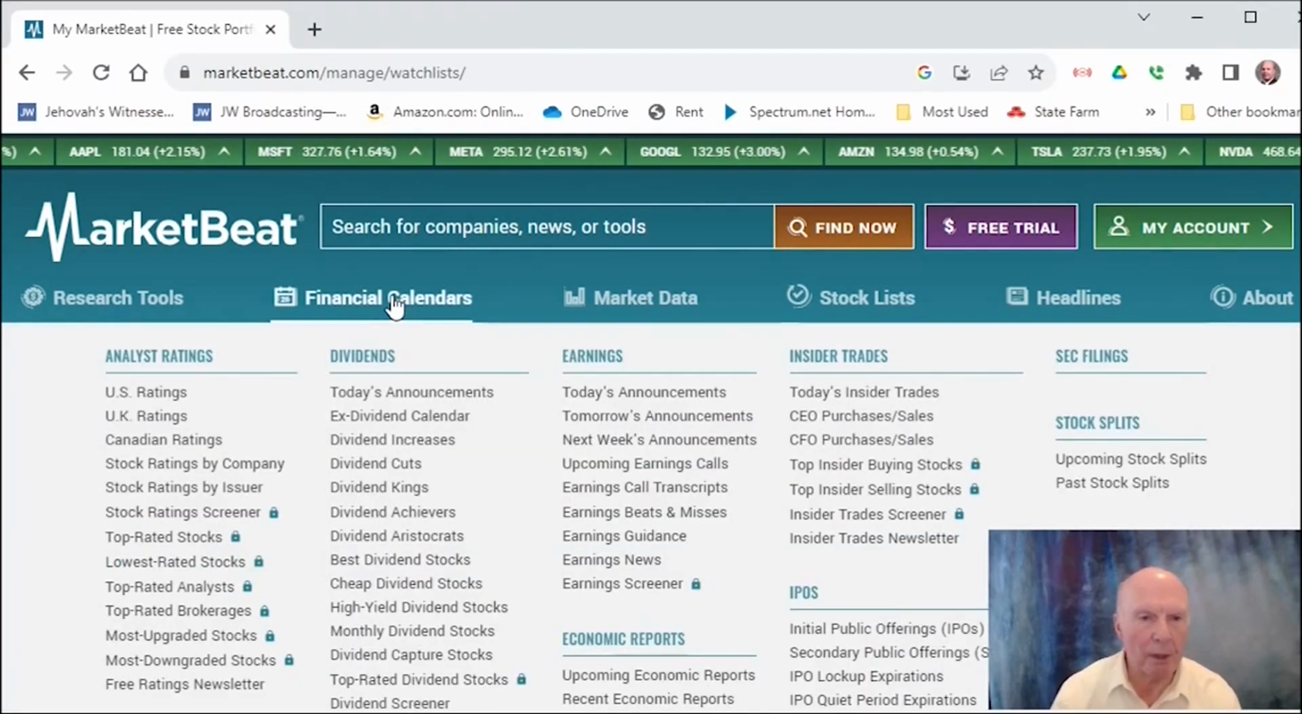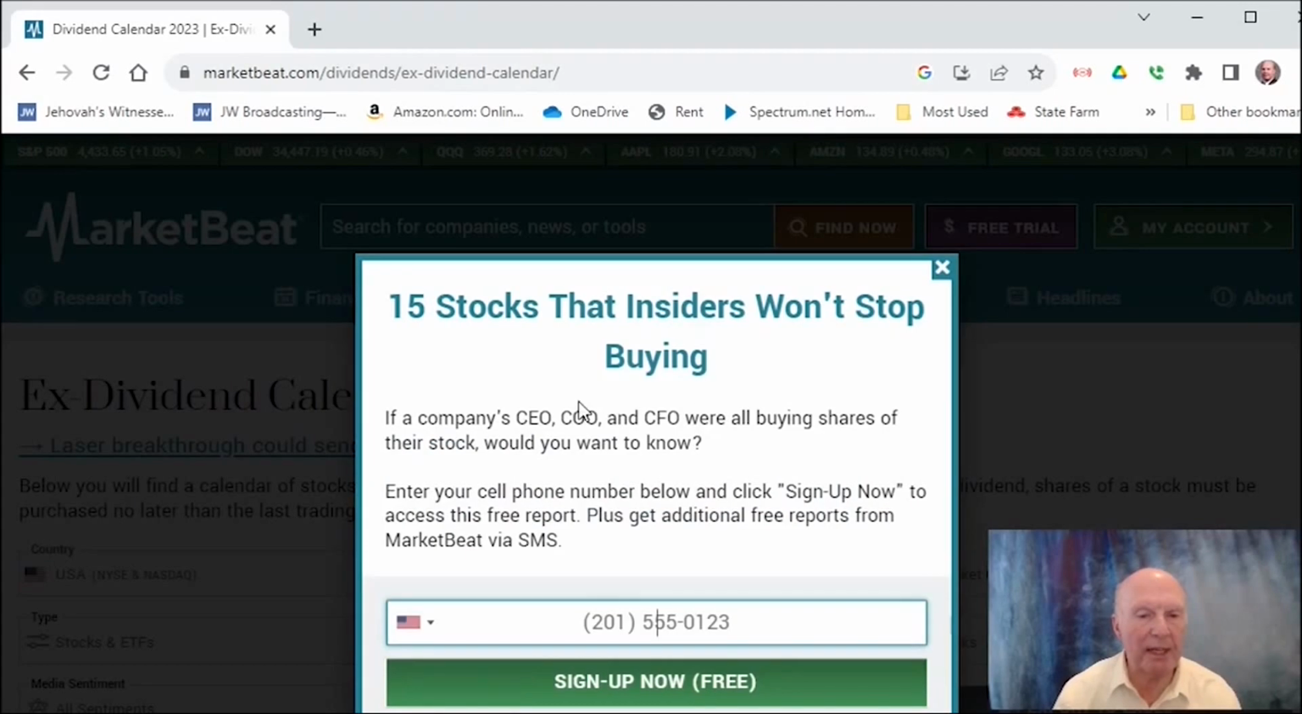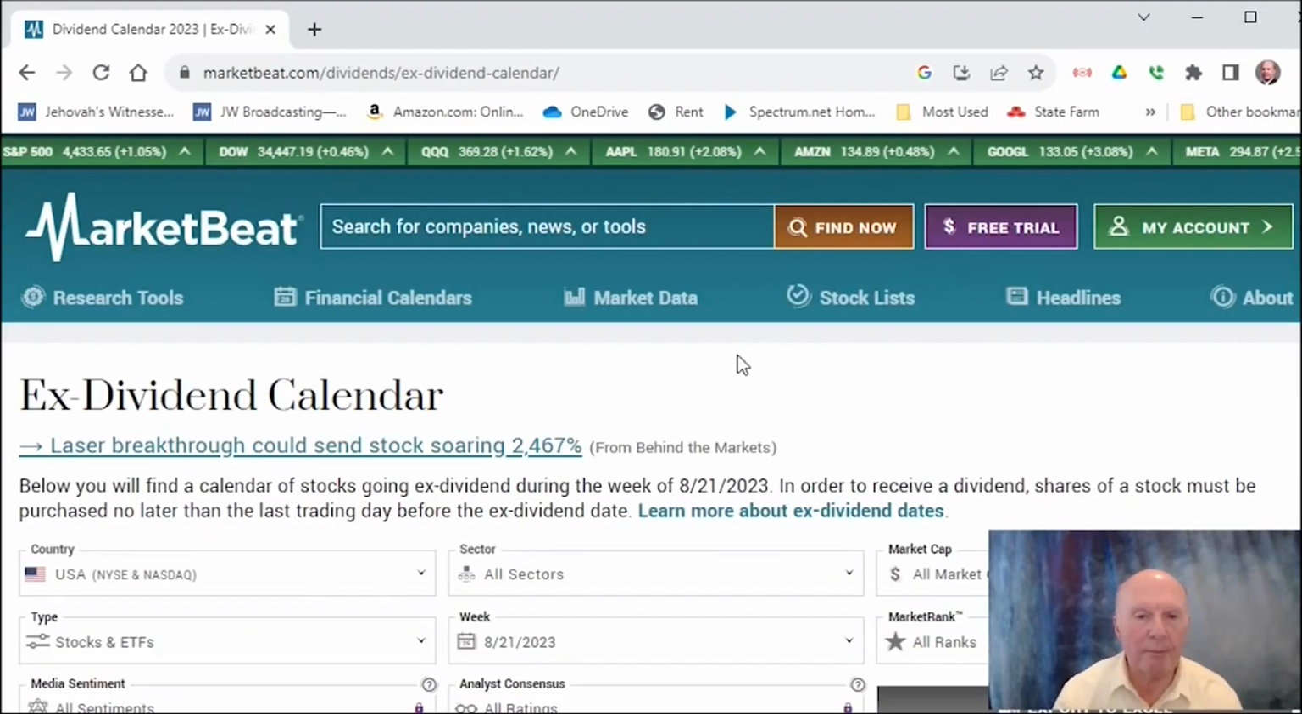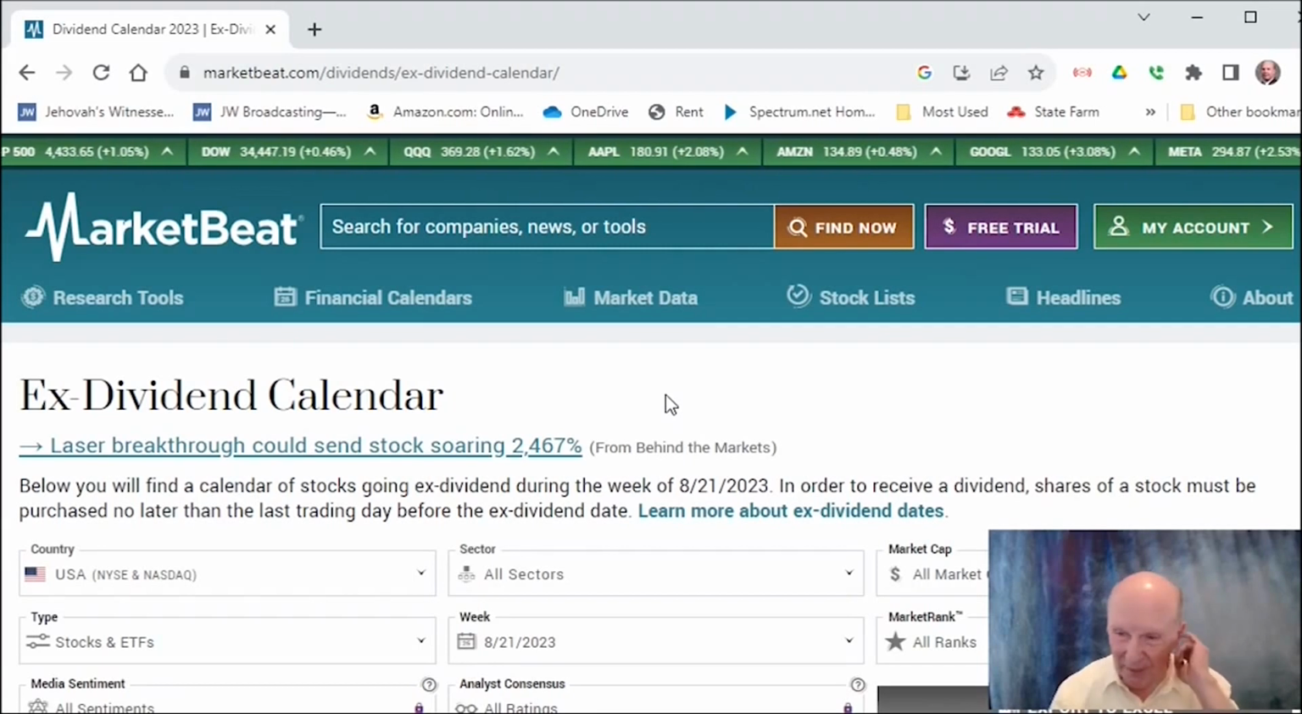you see a whole bunch of different kinds of calendars, but we're looking especially for dividends. So under dividends, we've got an ex-dividend calendar, and that's what I use. Now, I guess I need to explain a little bit about ex-dividend date. Alright, so what an ex-dividend date is basically when a stock, there's a declare date.